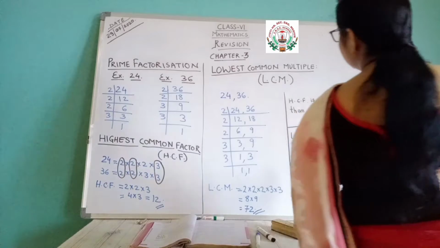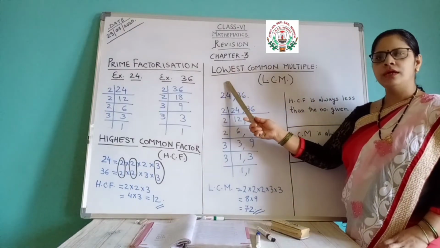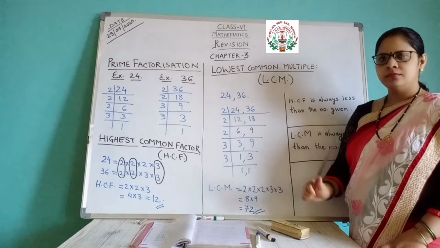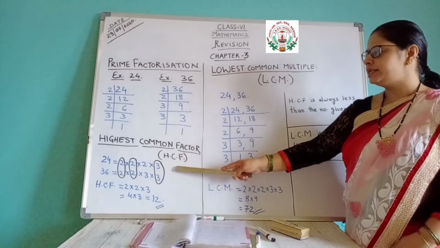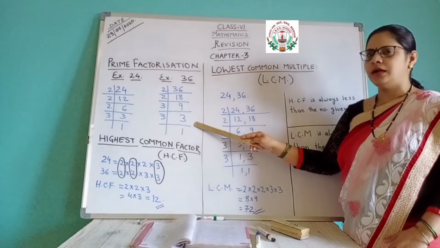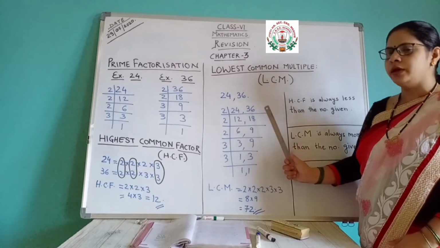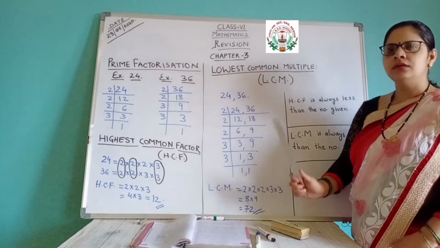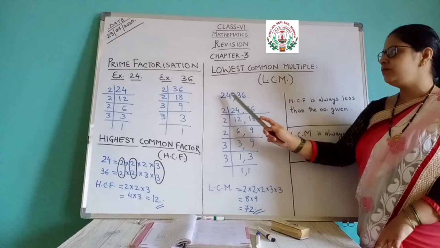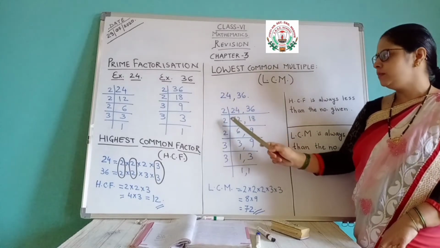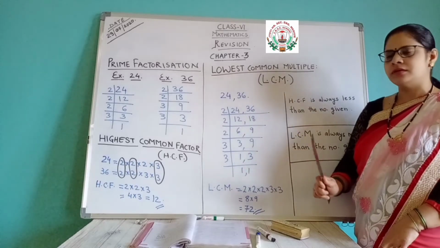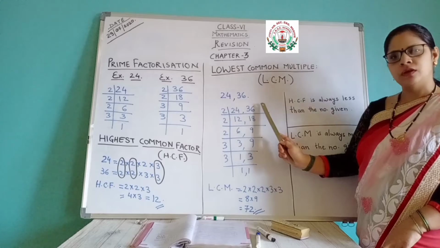Now coming to the next topic, lowest common multiple. In short we are calling it LCM. The major difference between HCF and LCM is that for HCF we are finding the factors separately, and for LCM we are finding them together. This is the major difference. In this way you have to understand and in the same way you have to solve also. So 24 and 36, the same examples I have taken here. 24 and 36 together you have to write, and you have to take such a number by which both the numbers will be divisible.